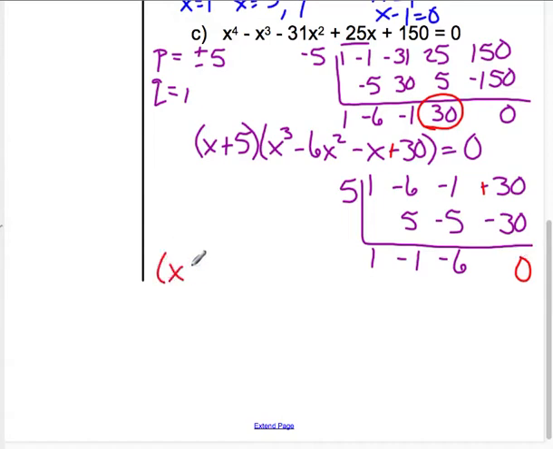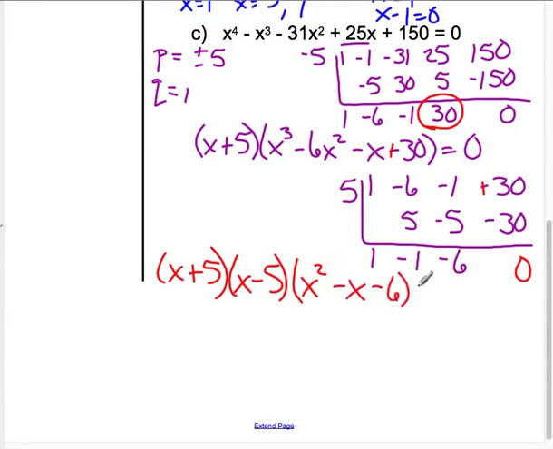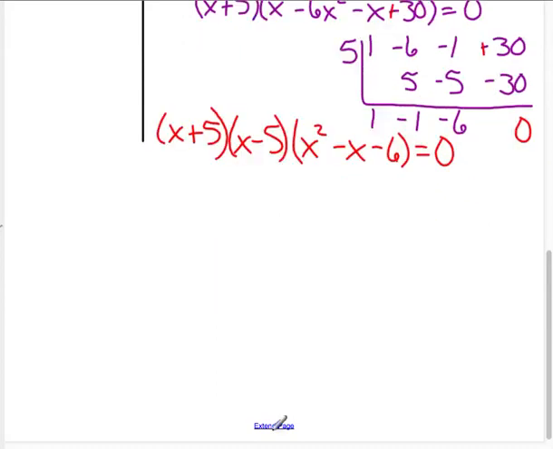So then we got x plus 5 from our previous factor, x minus 5 for this factor, and then we're finally down to a quadratic, which we no longer have to use that rational root theorem for. If that quadratic doesn't continue to factor, we can use quadratic formula for the last couple of roots. However, it does factor.